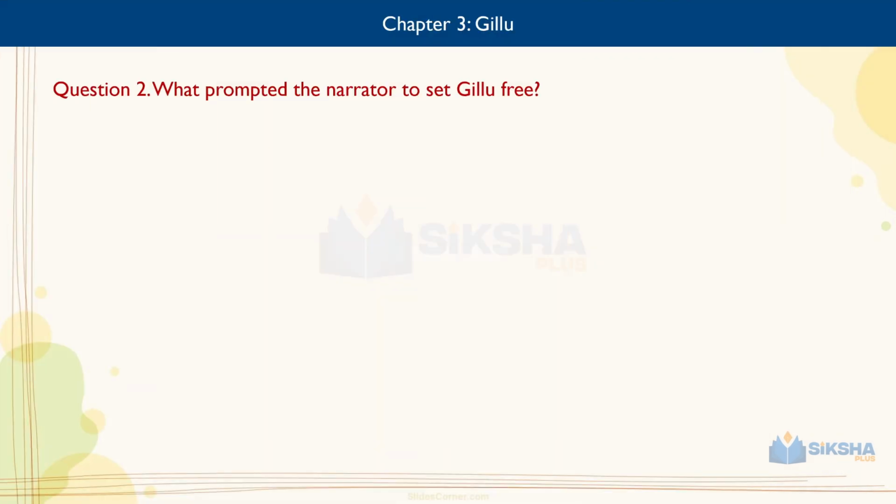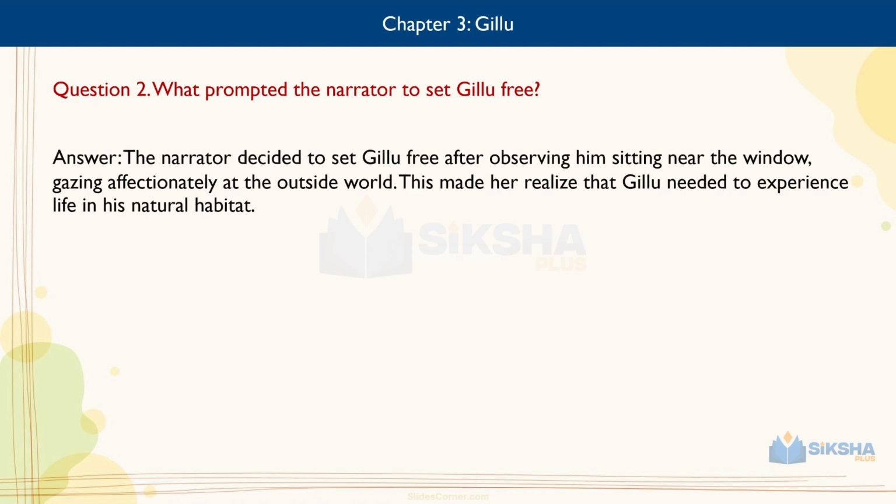Question number 2: What prompted the narrator to set Gillu free? Answer: The narrator decided to set Gillu free after observing him sitting near the window, gazing affectionately at the outside world. This made her realize that Gillu needed to experience life in his natural habitat.